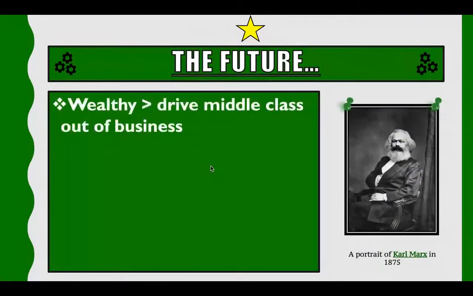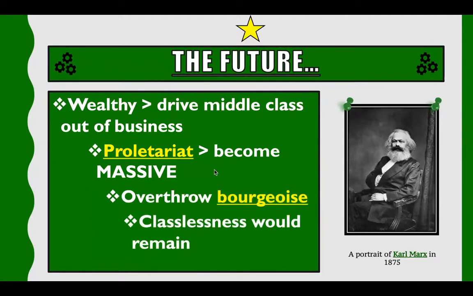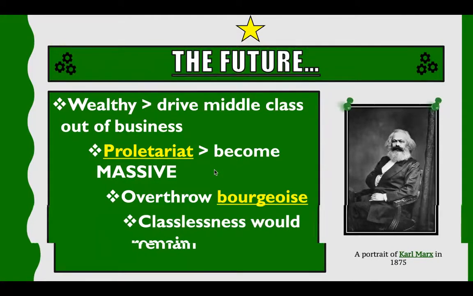So according to Marx and Engels, again, eventually the wealthy will drive the middle class out of business and we'll end up with these massive industries. And the proletariat will become so large and so massive that they'll overthrow the bourgeoisie and we'll be left with this classless society where everyone can succeed and everybody does well and there is no poverty, there's no hunger, there's no inequality.